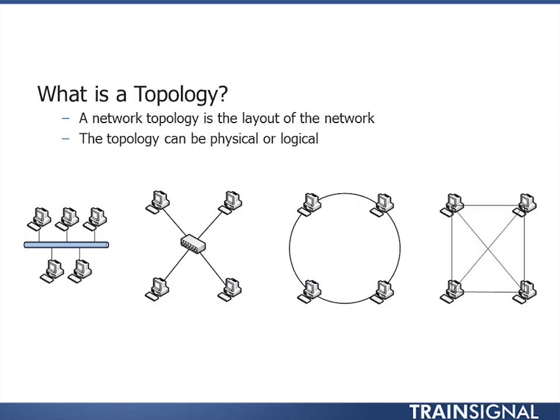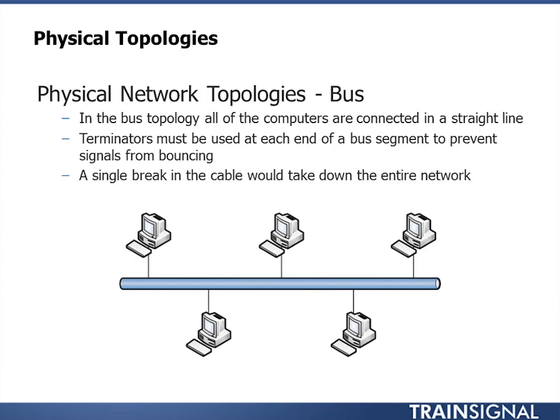And I have some diagrams for you here, but don't worry about it because we're going to touch on each one. The first one that I have here is something called the bus. Now, this is an older topology that we don't see used very much anymore. We used to actually use coaxial cable for these bus topologies, and all the computers are connected on a single cable in a straight line, kind of like as you see here.